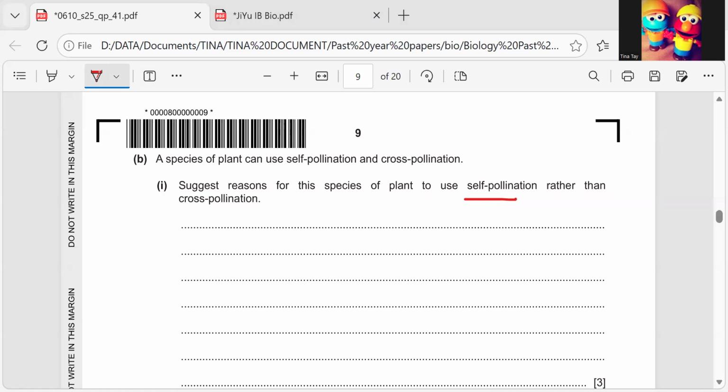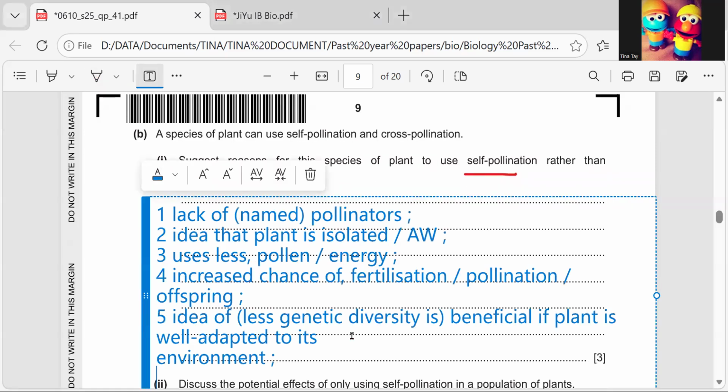So you have to really read the question carefully. A lot of times they ask you advantage and disadvantage. No pollinating agent. The plant is isolated. It uses less pollen and energy, increases the chance of pollination, fertilization, or producing offspring.